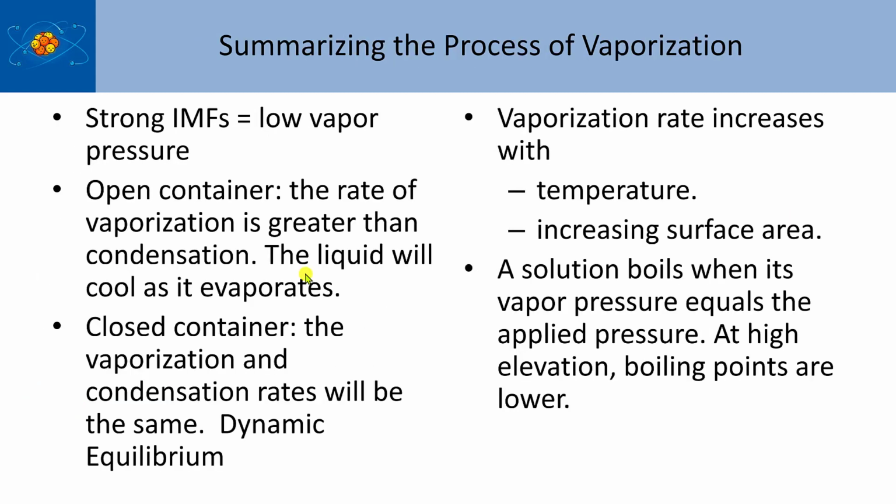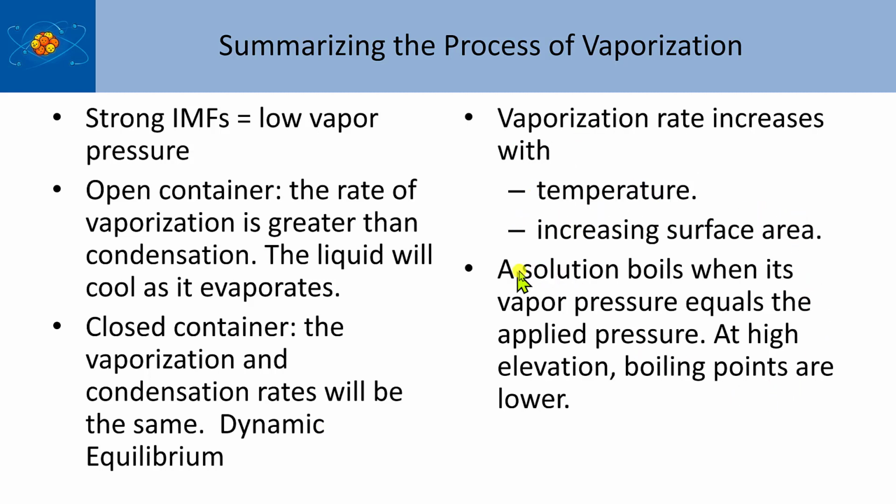So to summarize some of the things we've covered in this video, strong intermolecular forces mean that you have low vapor pressures. I should also say when you have low vapor pressure, that means boiling points will be higher, right? Open containers, we have vaporization, which is greater than condensation. Liquid cools as it evaporates. And then when you close the container, the vaporization and condensation rates eventually reach a dynamic equilibrium, which generates our vapor pressure. And then vaporization rate increases with temperature and increasing surface area.